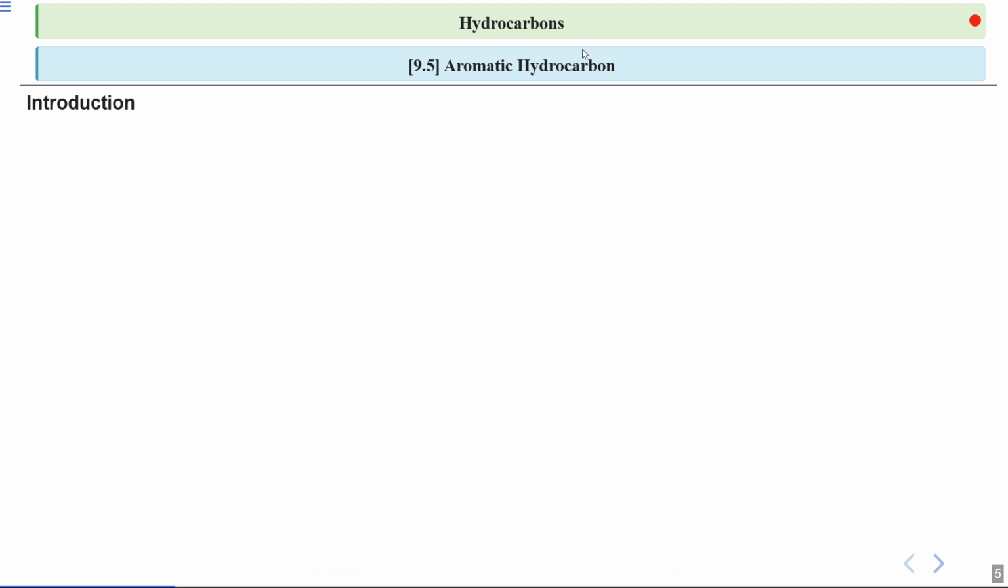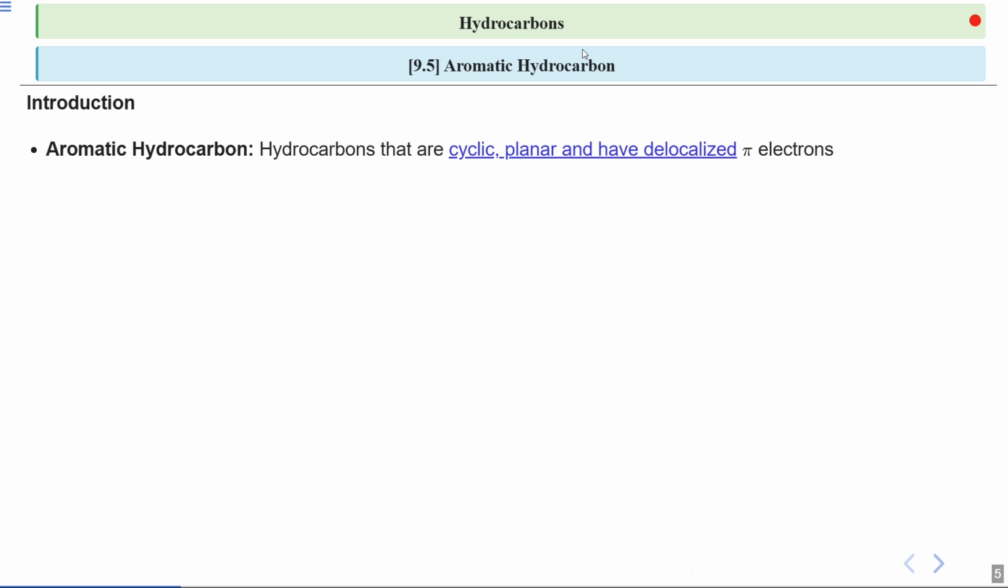So this is an important class of hydrocarbon with unique properties. We will see what makes them special compared to other hydrocarbons as we go further. First of all, let us define what is an aromatic hydrocarbon. These are hydrocarbons that are cyclic, meaning their atoms form a ring. They are planar, which means all atoms are present in the same plane, and they have delocalized pi electrons.